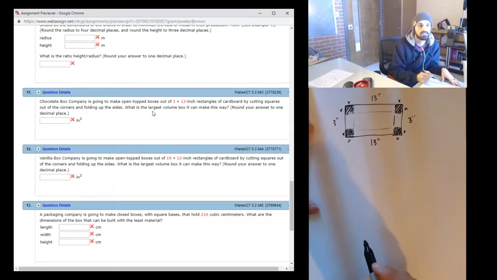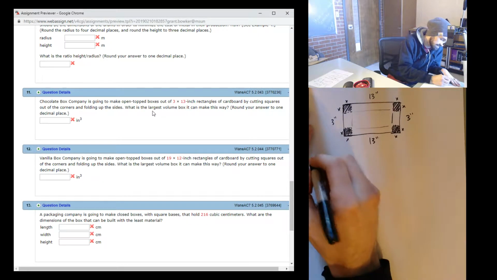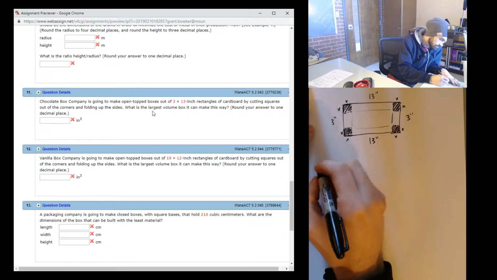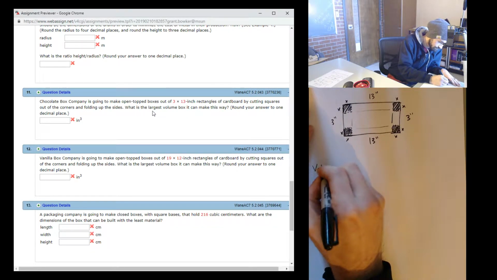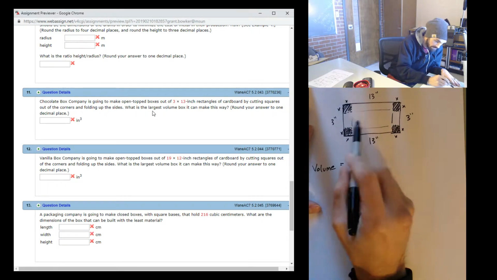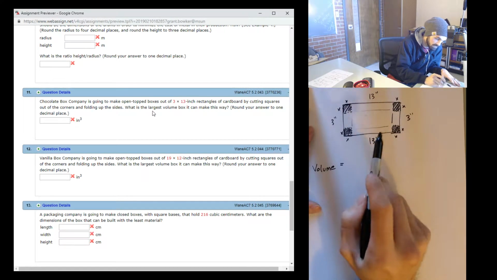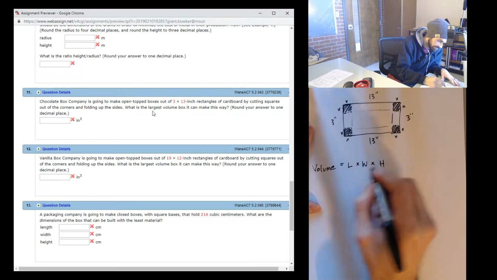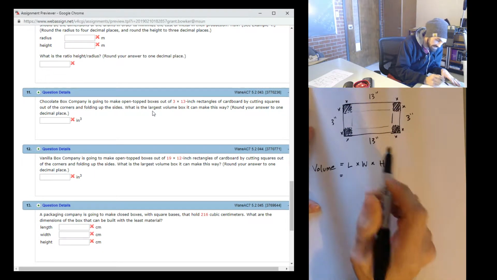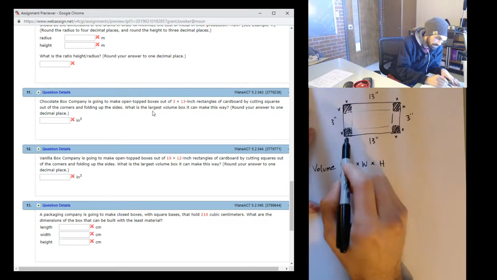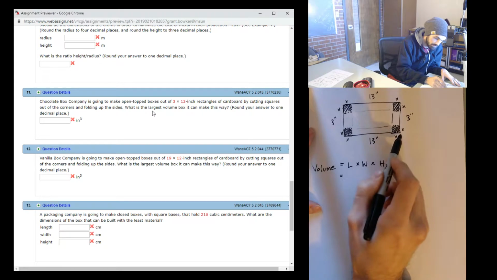All right, so I guess we want to maximize the volume. So let's describe the volume. Well, the volume of this open-topped box, that's going to be the length times the width times the height. Well, the length of this box, it's not 13, so careful. That was the original side length.